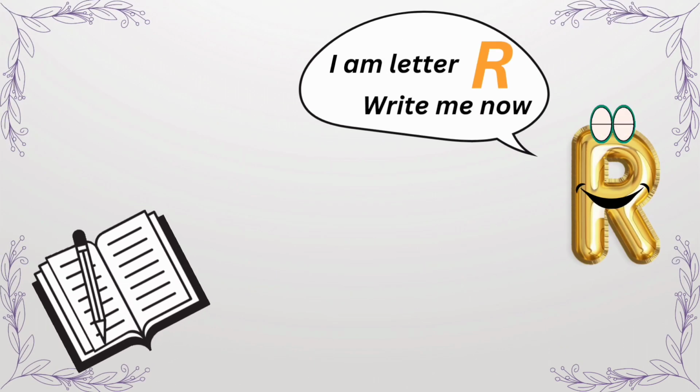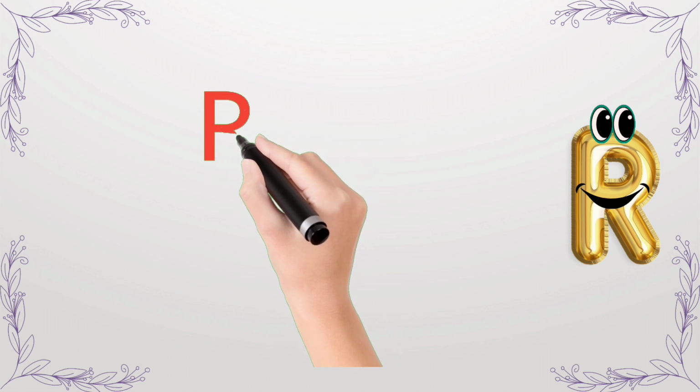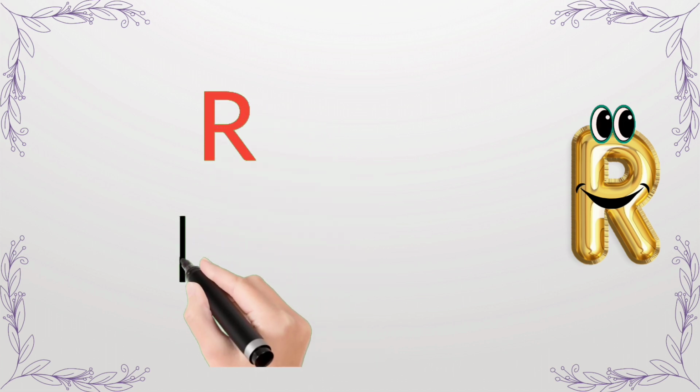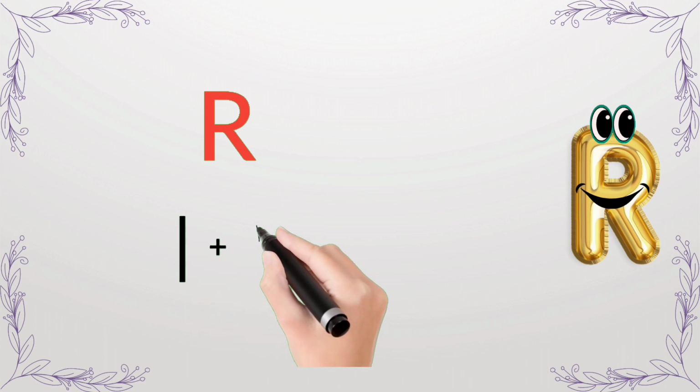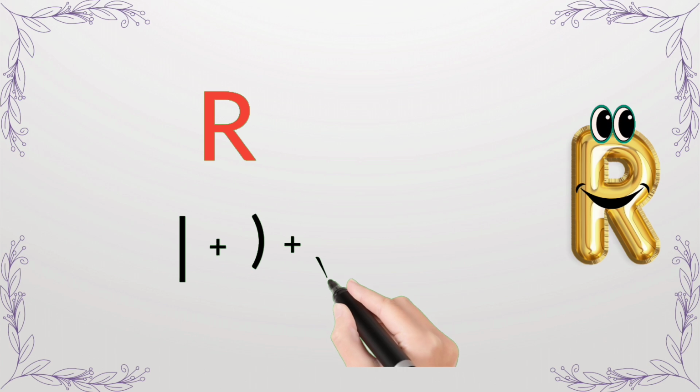I'm letter R. Write me now. Straight line, draw P, add a slanted line down from the middle. Say R 5 times and write R, R, R, R, R.